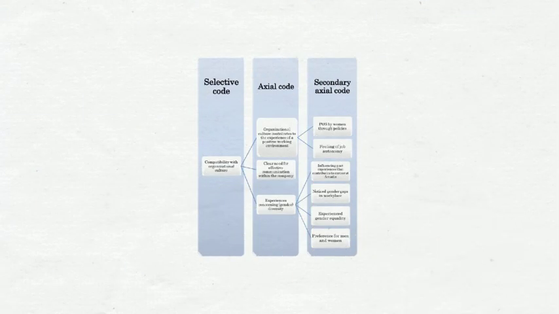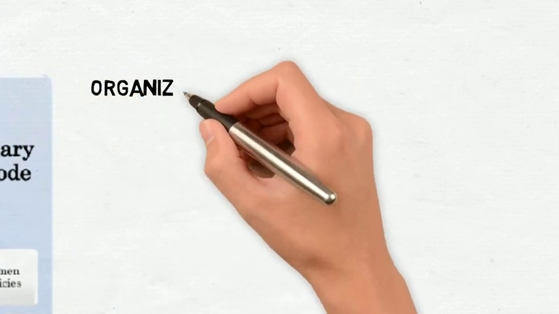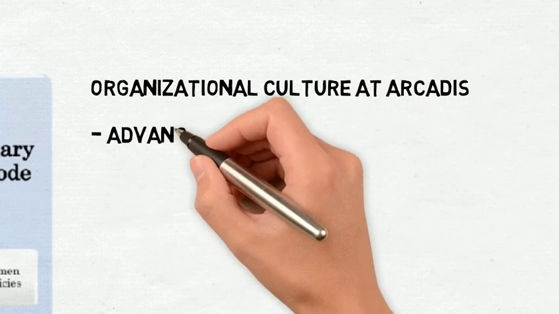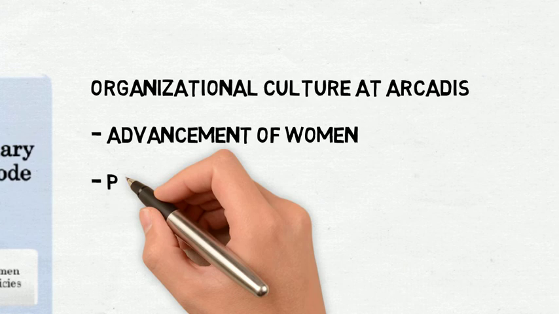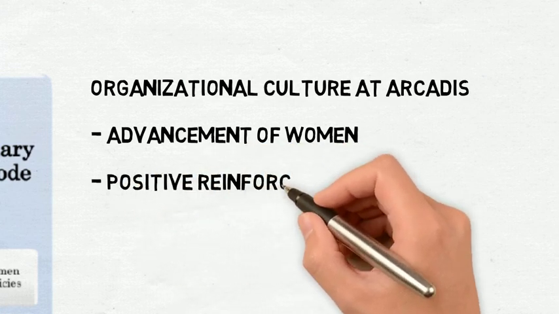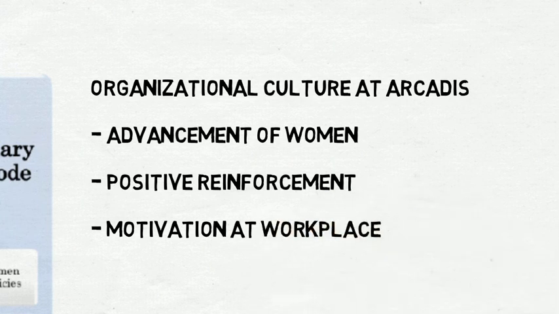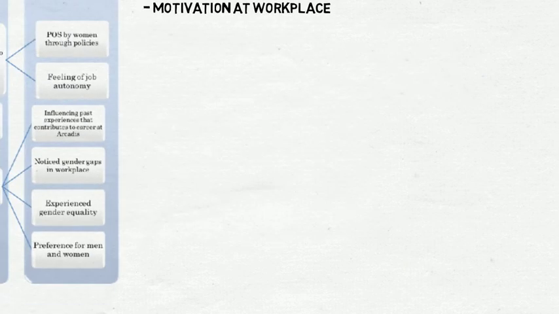After considering all the codes and debating their meanings and interpretations, we found a common pattern, which you can see under the last column, entitled Selective Codes, which reads compatibility with organizational culture. The organizational culture at Arcadis is really where everything comes together, since it allows women to feel comfortable and connected with the environment. In fact, the organizational culture supports the advancement of women in the company. The positive reinforcement that they receive helps them to remain motivated in their male dominated workplace.